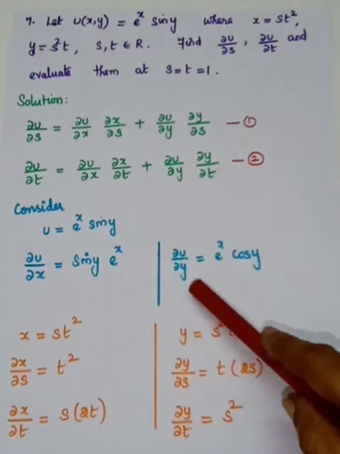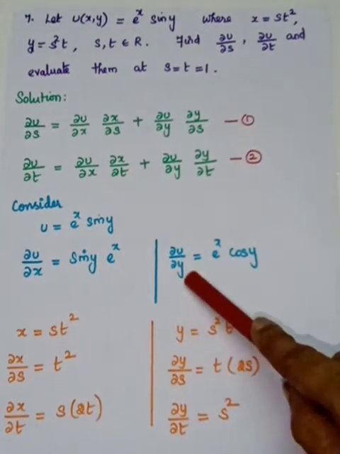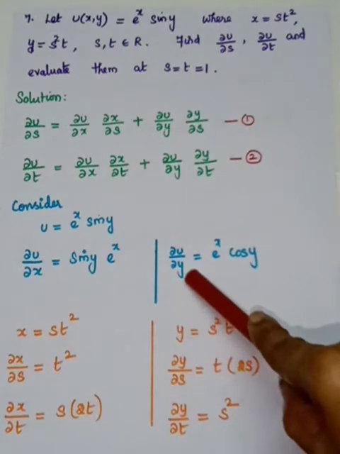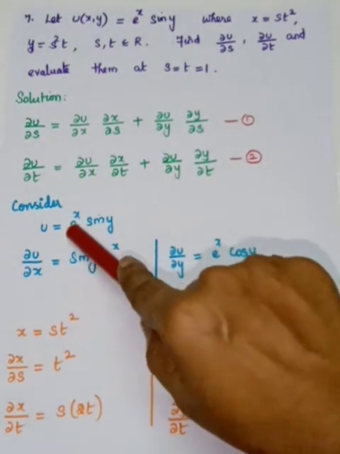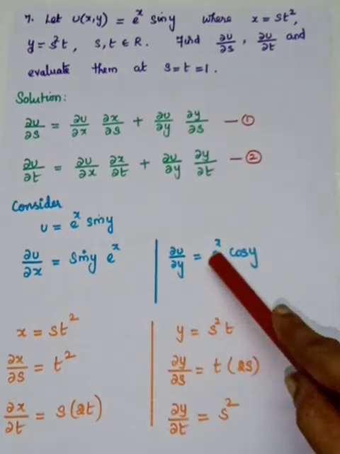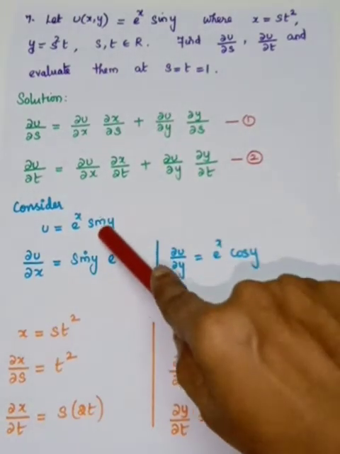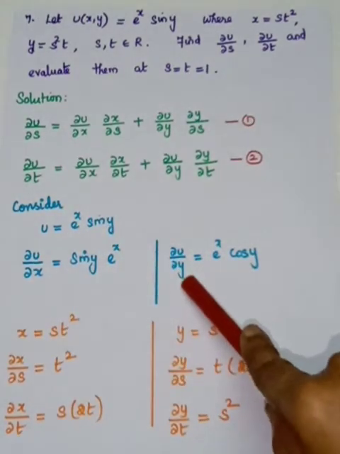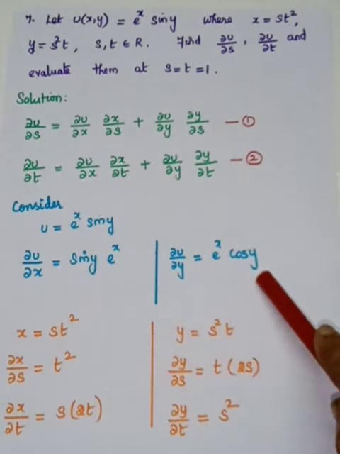Next go for ∂u/∂y. If you have to differentiate u partially with respect to y, that means x is a constant. So therefore e^x is a constant term, so it is written out. Next, sin y has to be differentiated with respect to y, which is cos y.